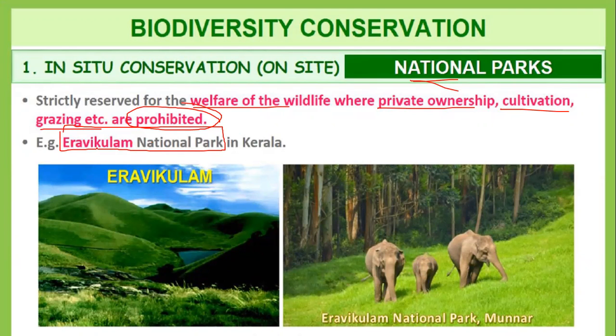I'm not telling it's the largest. It's one of the most beautiful national parks, which is open for all the travelers, for all the foreigners, everybody to visit. But the private ownership, the cultivation, grazing of animals, all these are prohibited inside the national parks. For example, you have the Iravikulam National Park in Kerala. Actually, it is situated in Munnar, which is actually a border of Kerala and Tamil Nadu.